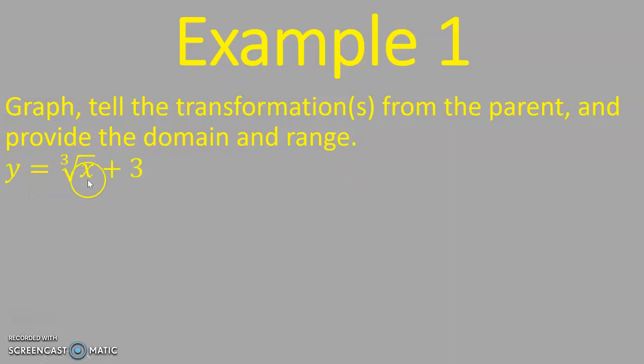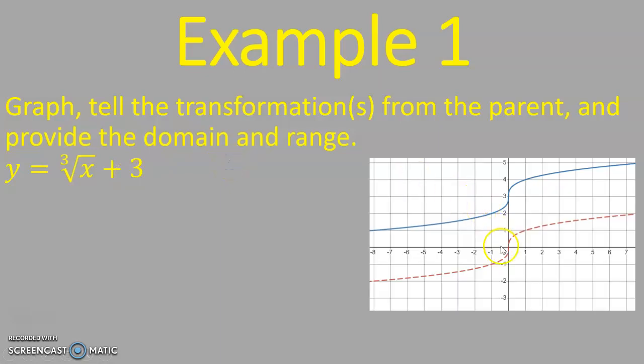Okay, so here we have y equals the cube root of x plus 3. You're simply adding 3 to the outside, and that's going to make the graph go up. So notice again this two-sided graph. The red is the parent that's used for comparison purposes. The actual graph is the blue one, but notice that this middle point and every other point goes up 3 units. That's because of this 3 here. That's a vertical shift up 3.